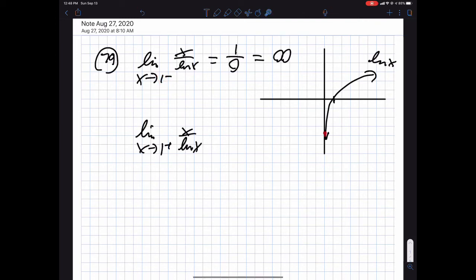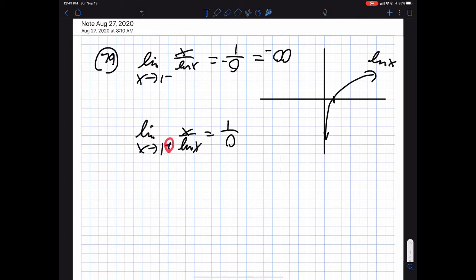As I approach 1, here's 1 right there, from the left, it looks like the y value is approaching 0, which is correct. But what are the y values down here? Below the x-axis, y's are negative. So this is approaching from negative values, making negative infinity.